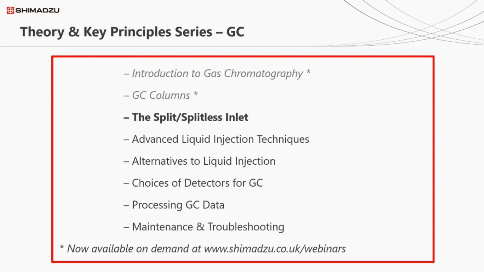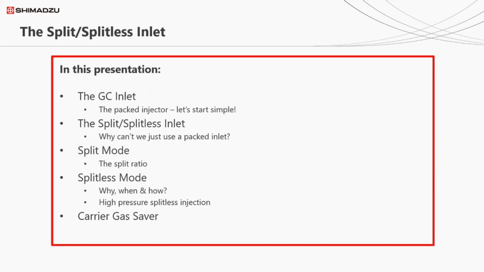We'll discuss the various advanced liquid and non-liquid injection techniques, detectors, data processing, as well as maintenance and troubleshooting. In this presentation, I'll be focusing on the most common GC inlet, the splitless. This is a really important session, arguably the most important in the series, especially for those of you using GC. If you get it wrong here, it all goes wrong. The vast majority of technical issues a GC system has are incorrect use of this device. Your choice of method parameters will have a huge impact on the final result. So an understanding of how it operates is very important indeed.